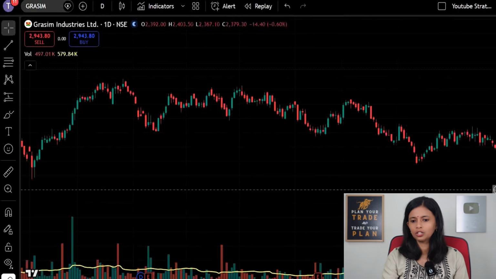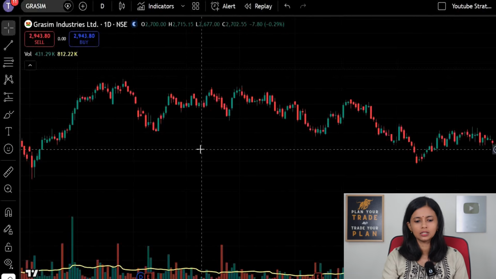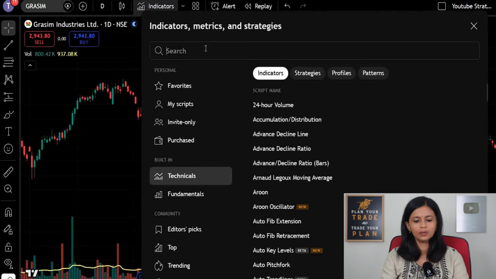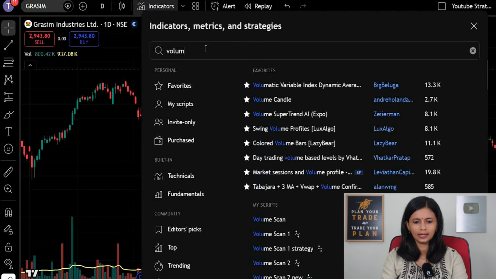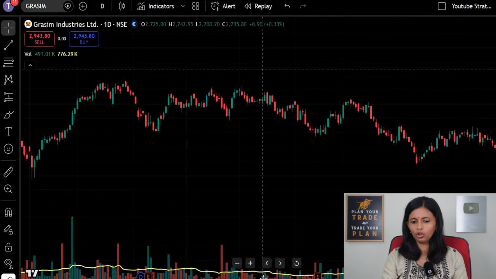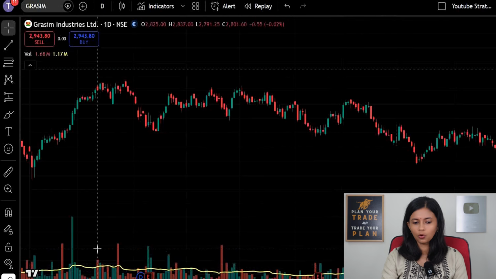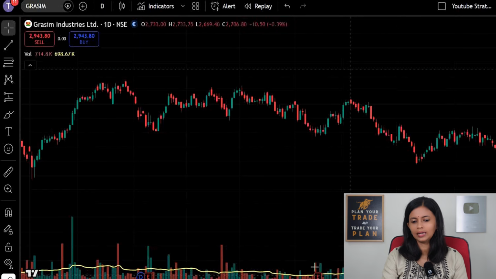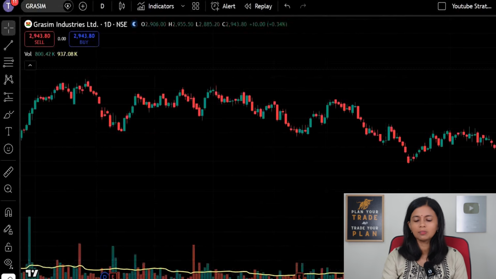Whichever broker you use, you will have this volume indicator. You will just have to go to indicator and type volume to get these volume bars. Just select volume over here and these volume bars will appear. These volume bars will give you green and red colors. This doesn't mean that your entry should be based on these volume bars.